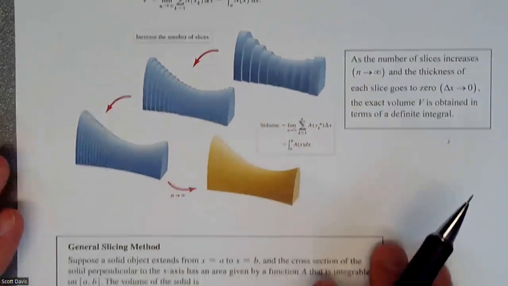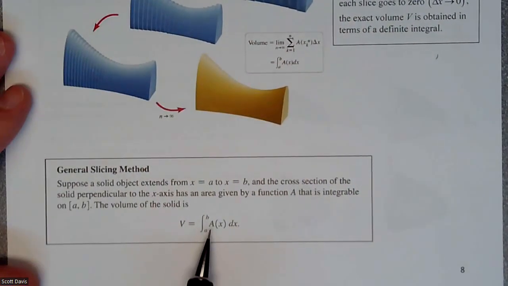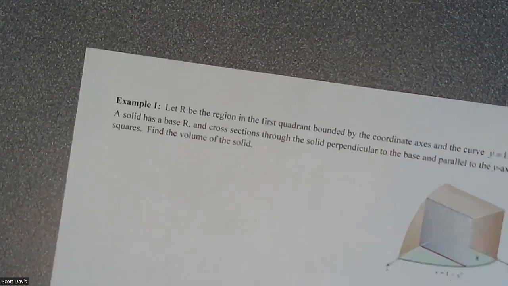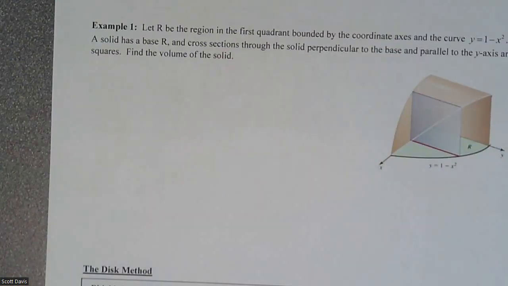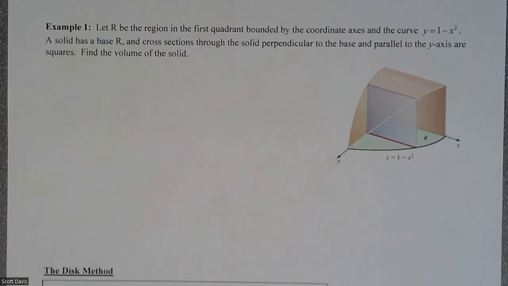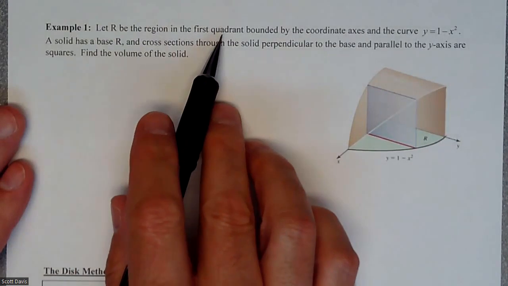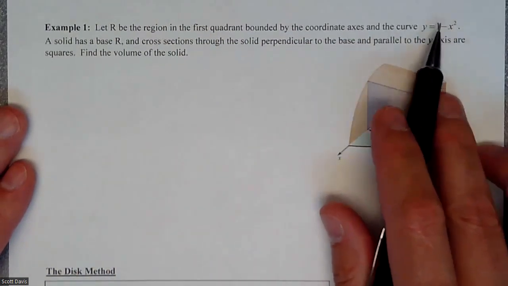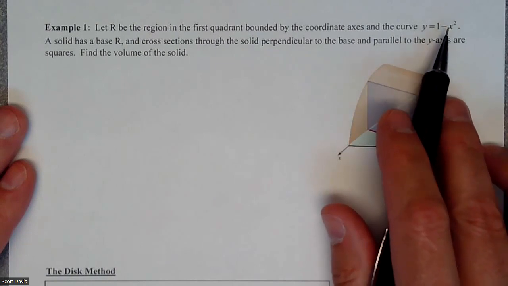Right? So if you notice, the formula is we're going to be finding an area formula, and we're going to do an integral of that area formula. That's the key. So let's do an example. And our example is going to be this one right here. We're going to let R be the region of the first quadrant bounded by the coordinate axes, so the x and y axes, by this curve right here. So this quadratic that's going down.